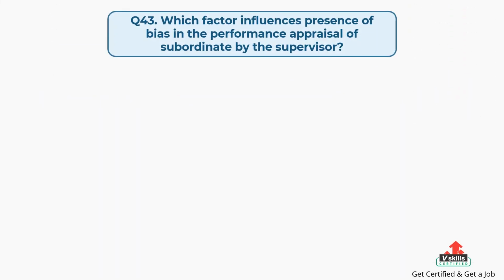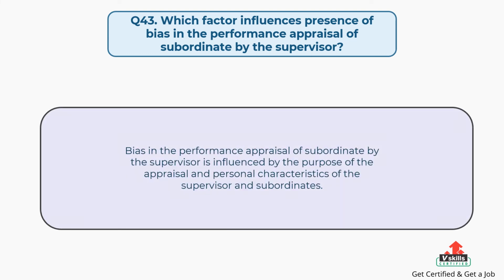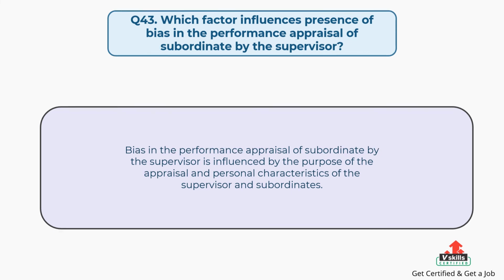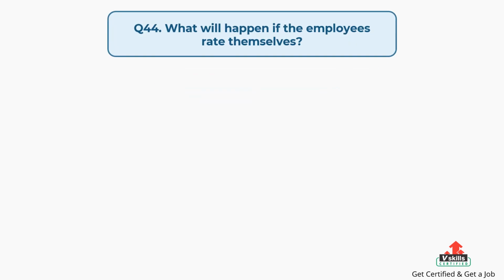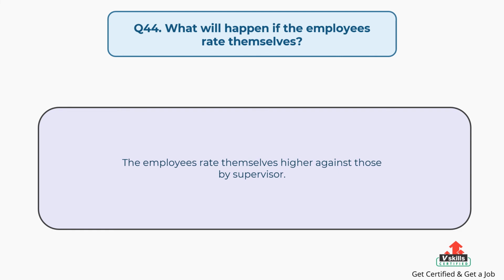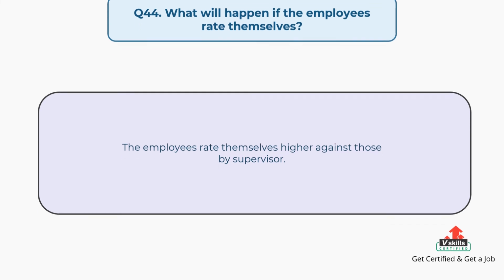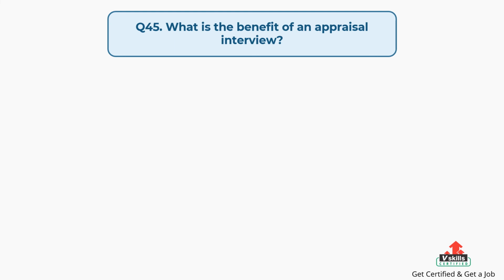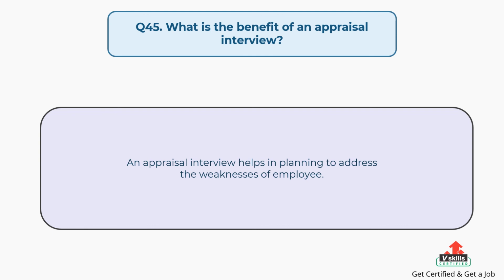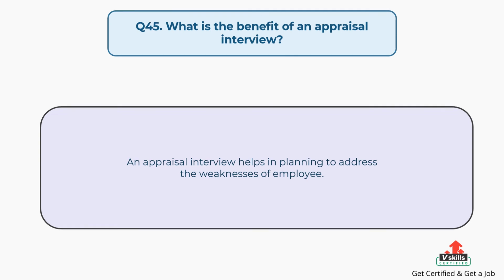Question number 43. Which factor influences presence of bias in the performance appraisal of subordinate by the supervisor? The answer is, bias in the performance appraisal of subordinate by the supervisor is influenced by the purpose of the appraisal and personal characteristics of the supervisor and subordinates. Question number 44. What will happen if the employees rate themselves? The answer is, the employees rate themselves higher against those by supervisor. Question number 45. What is the benefit of an appraisal interview? The answer is, an appraisal interview helps in planning to address the weaknesses of employee.